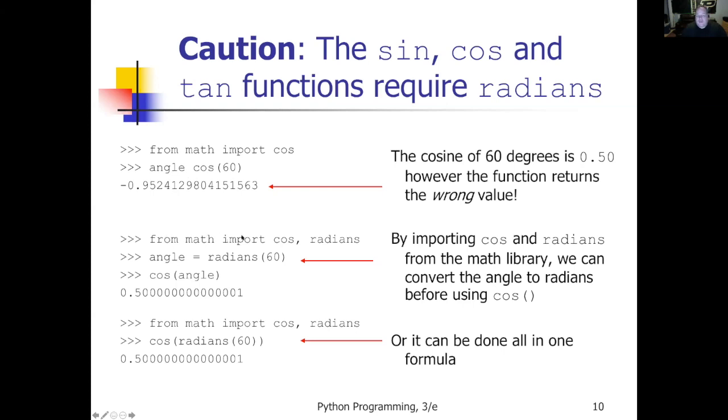So from math, import both cosine and radians. Angle equals the radians of 60, cosine of the angle. That's my cosine. Now, this little decimal place way down here is just a rounding thing. From math, import cosine, radians. How about cosine, and then inside the cosine function, radians 60.